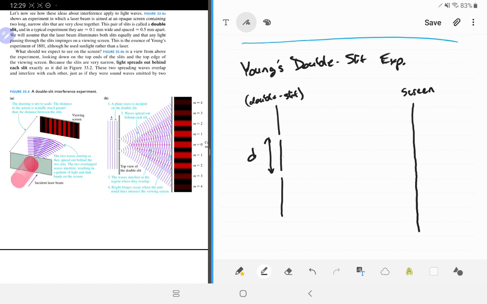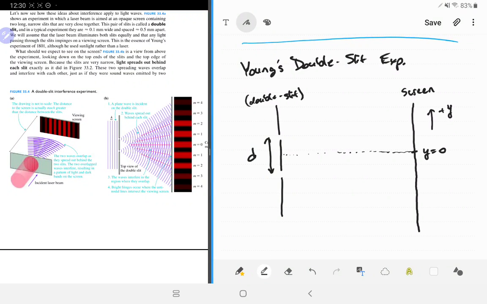We're going to talk about positions on the screen, and we can talk about it a few different ways. First of all, there's a middle spot on the screen. One way we could talk about positions is to define this as y equals 0, and this is the y direction. So y is a distance from the center of the screen, and the center is defined by taking the center of the slits and going straight towards the screen. We're not going to tilt the screen or anything. The double slit and the screen are going to be parallel to each other. So this position on the screen would be maybe 1 centimeter away from the center, so y equals 1 centimeter.